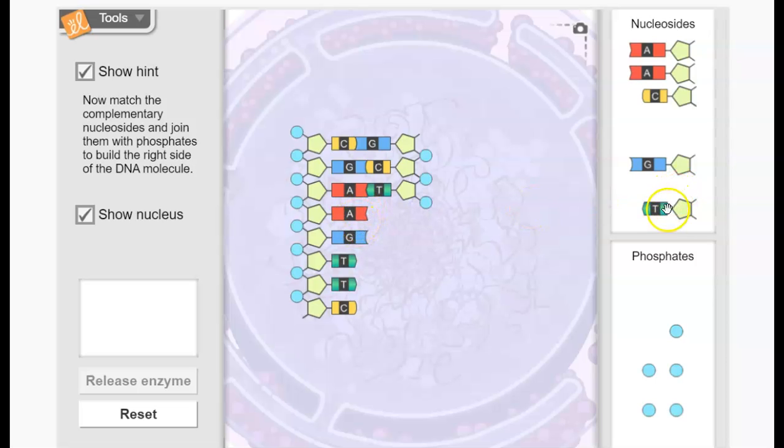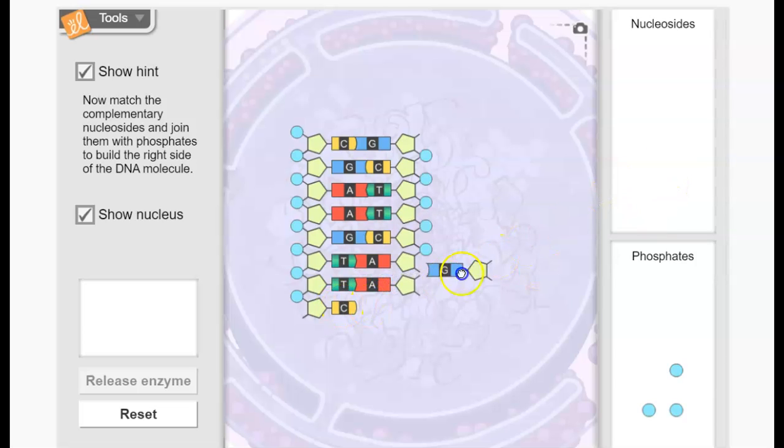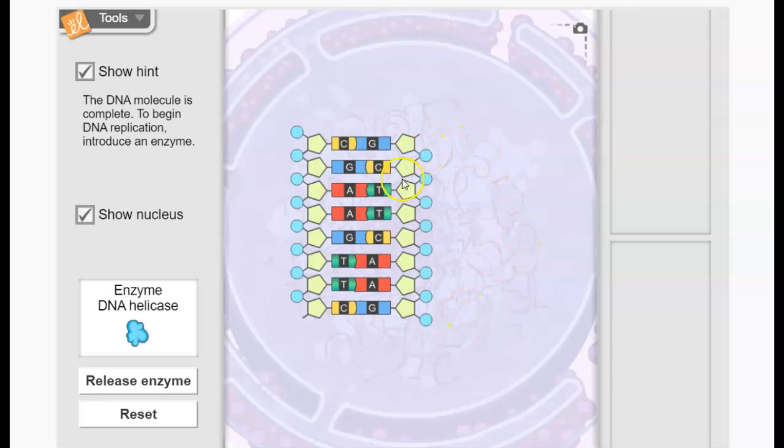Here's another adenine, so I will stick a thymine on it. Here's guanine, so I'll stick a cytosine on it. Thymine gets an adenine, A to T. Oops, I forgot my phosphate group. Thymine gets an adenine, and cytosine always gets guanine. And I keep forgetting to put on my sugar phosphate backbone. Okay, so remember, A to T always, C to G always.